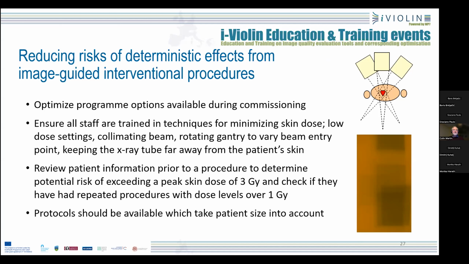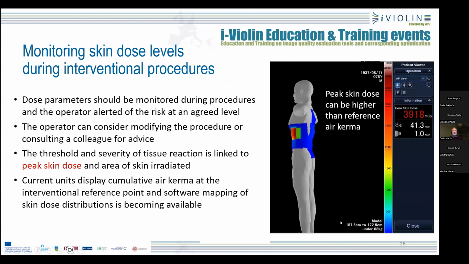We should optimize the protocols during commissioning, but also perhaps review the patient information prior to the procedure to determine if they've already had significant doses, and check if they've had repeated doses, perhaps of 1 gray to 3 gray. And protocols should be available to take account of patient size, so using the appropriate levels for the appropriate size of patients. And there are now programs being developed which have plots of the skin dose distribution.